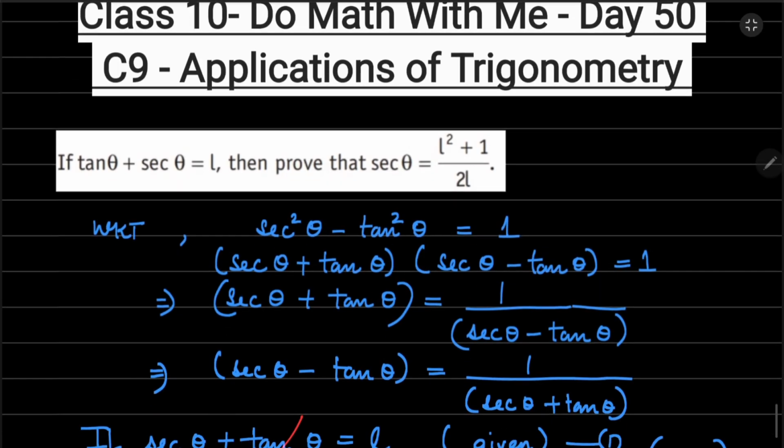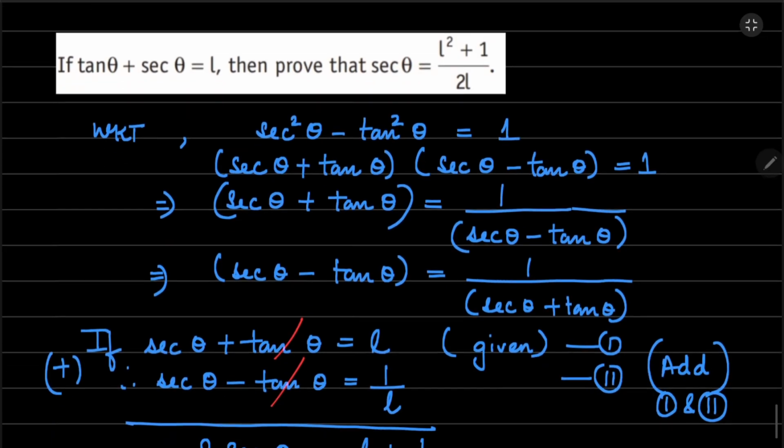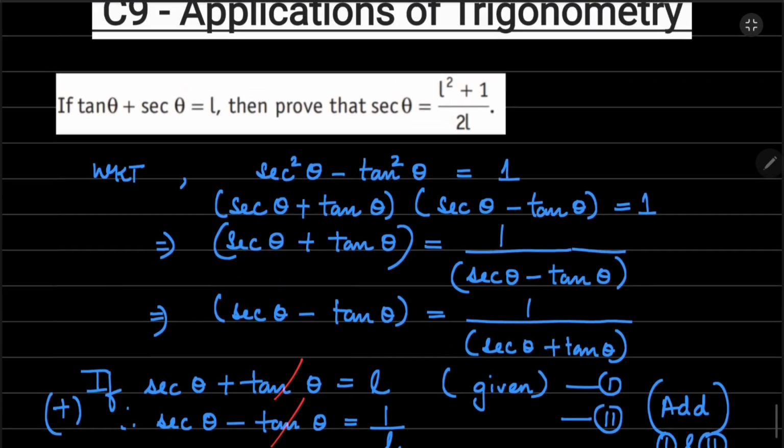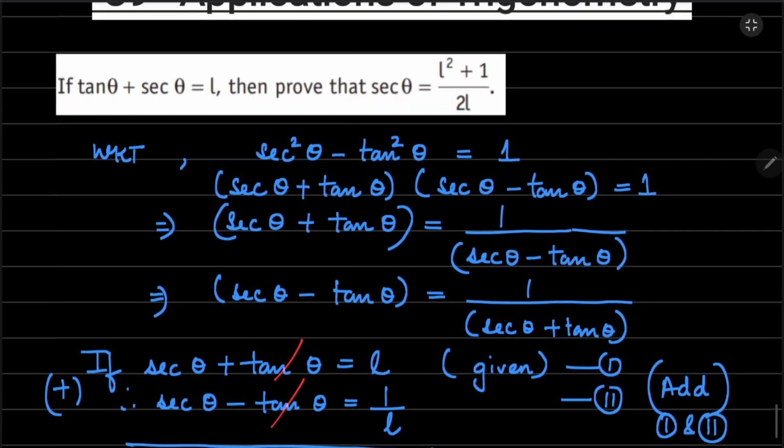Suppose you are given the same question, but you have to prove something in terms of tan theta. In that case, what should you do? You have to subtract the two equations. Whenever you're subtracting a pair of linear equations, you have to change the sign. In that case, secant will get cancelled. So you'll get 2 tan theta is equal to some expression. So you always have to remember this.